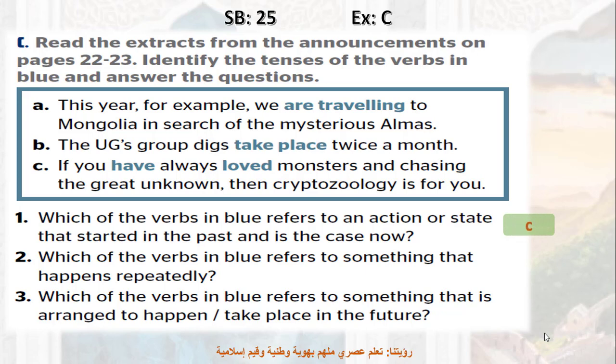Good, very good. Number C, right. Number 2, which of the verbs in blue refers to something that happens repeatedly? Very well, B, right. Number 3, which of the verbs in blue refers to something that is arranged to happen, take place in the future? Number A. Very good.